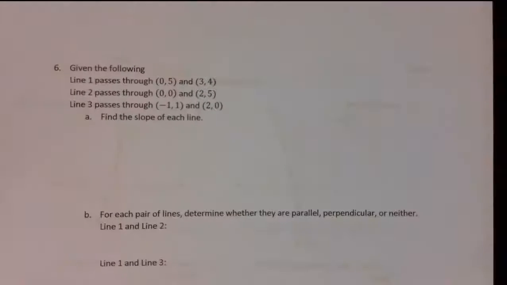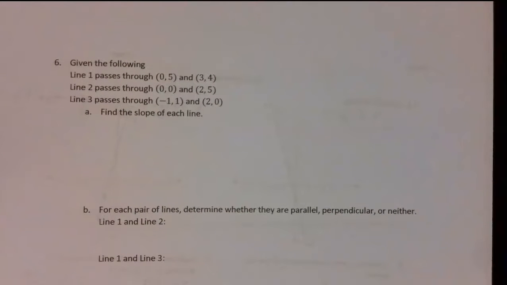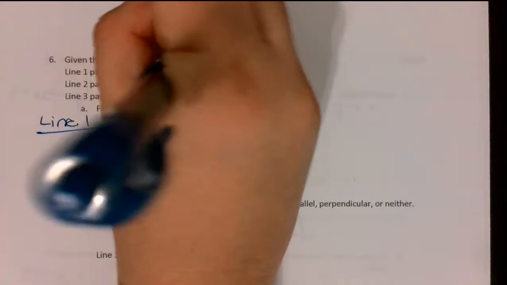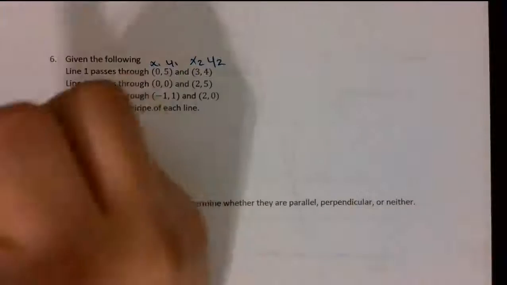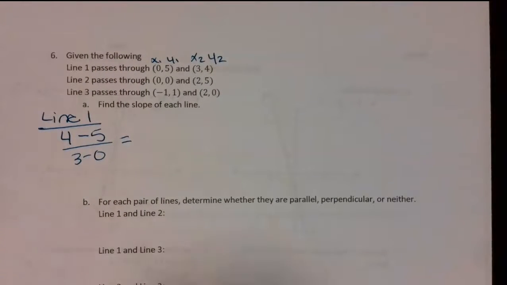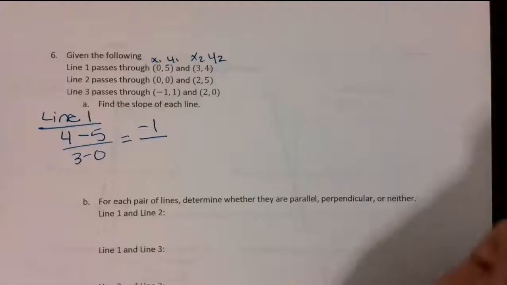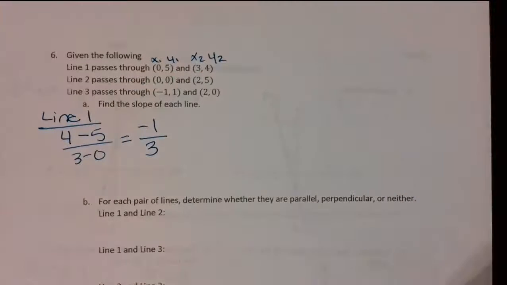Moving on. This gives me 3 sets of lines, and part A wants me just to find the slope of each line. So I'm going to do line 1. This is going to be x1, y1, x2, y2. I'm going to plug it in. I have 4 minus 5 on the top, 3 minus 0 on the bottom. 4 minus 5 gives me negative 1. 3 minus 0 gives me 3. I can't simplify any further, so my slope is negative 1/3.